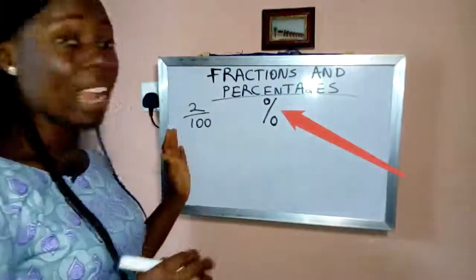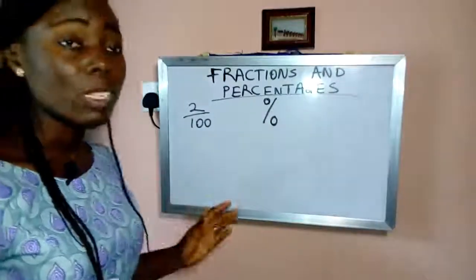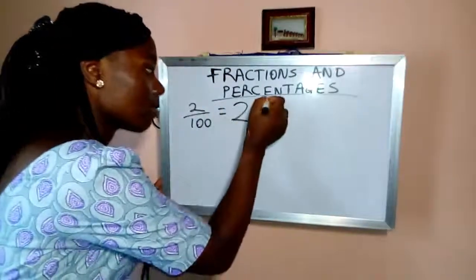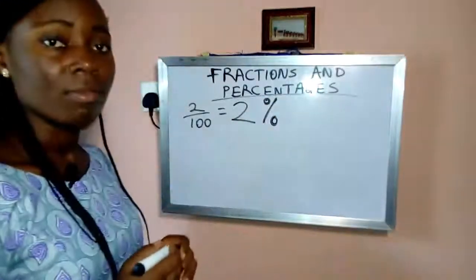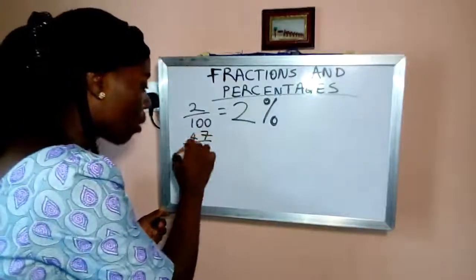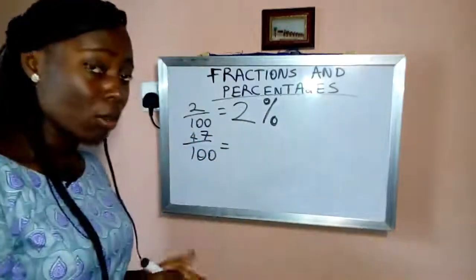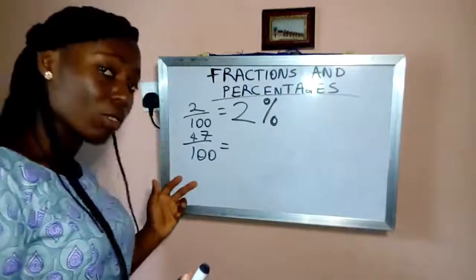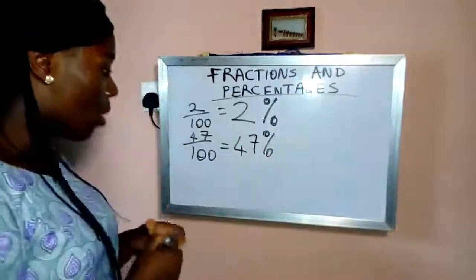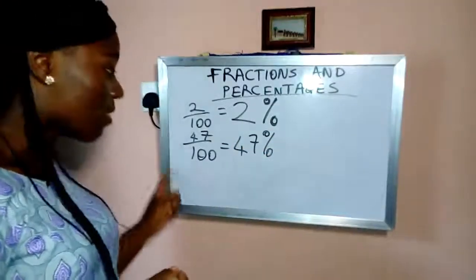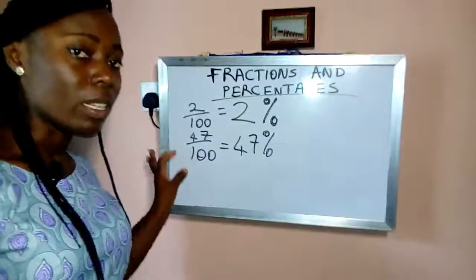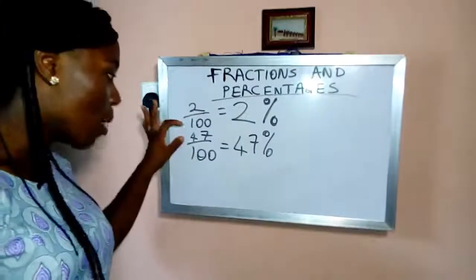Now, when you see a number like this, know that it is simply 2/100 and can be written as what? 2%. Alright? If I have 47/100, how do I write it? Simply 47/100 and can be written as 47%. Anytime you see 100 as a denominator of any fraction, just know that it is that numerator, then percent. The numerator, then percent.